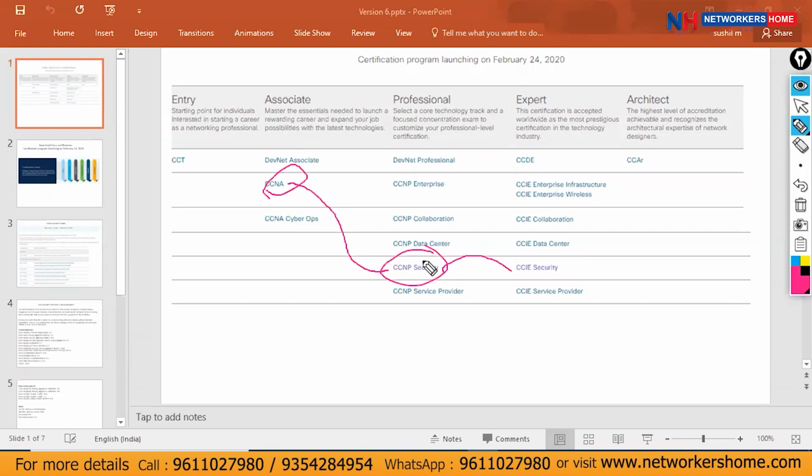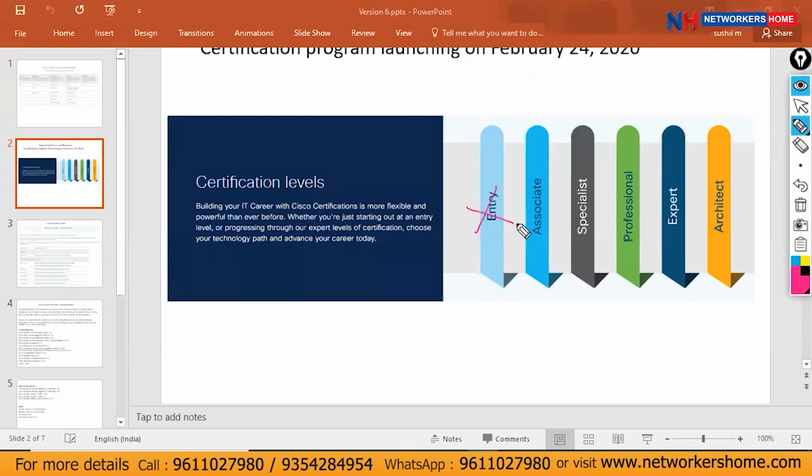Now, this has been given a specific name called Specialist. So you will be called a Cisco Security Specialist. That's basically a certification over here. Entry level, no one goes. You'll go for associate level. After associate, you have specialist. Associate is no more a prerequisite. Directly go for specialist, and then directly go for expert.